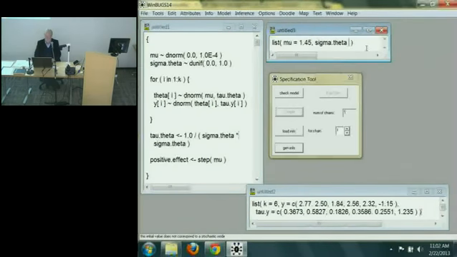And so let's initialize sigma.theta to a value rather like we saw in the empirical Bayes story, 1.2, for example.